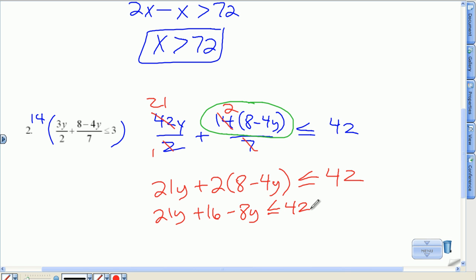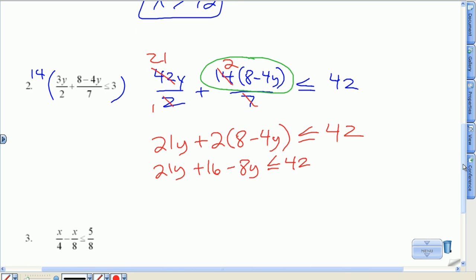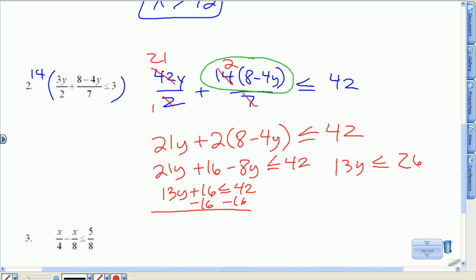Because we have 3 terms on the left, we must be able to combine some like terms. So how about 21 minus 8, which is what, 13? We'll subtract 16 from both sides. 13y is less than or equal to 22 and 4 is 26. And then divide by 13. y less than or equal to 2.